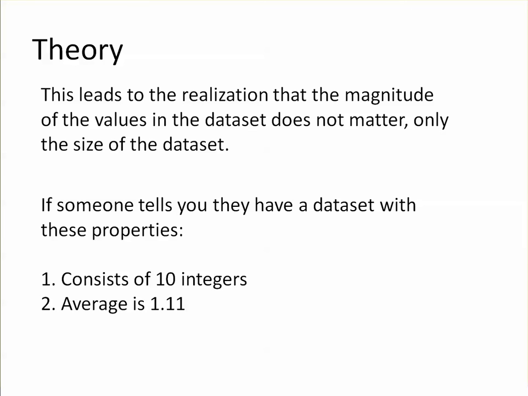So if someone tells you that they have a dataset with these properties, they have 10 numbers, and these numbers are whole numbers or integers, and they tell you the average is 1.11, they are wrong. They aren't maybe wrong, they are just flat out wrong. They didn't just round incorrectly. They either made a typo somewhere in their Excel file, or lab notebook, or manuscript, or possibly they made up the number.